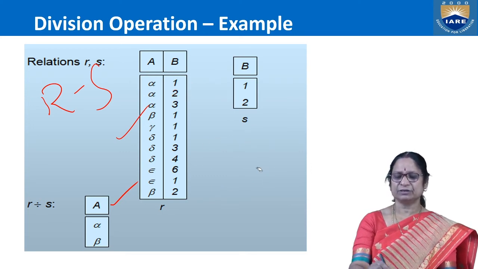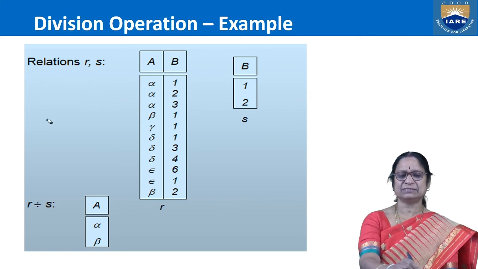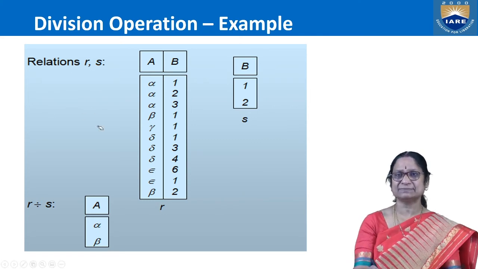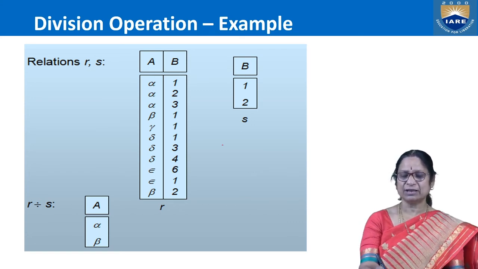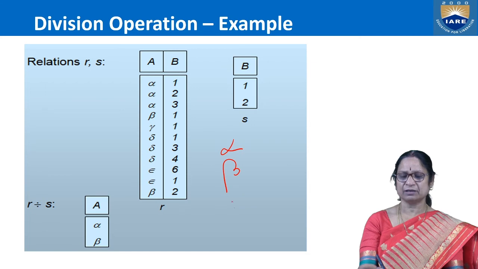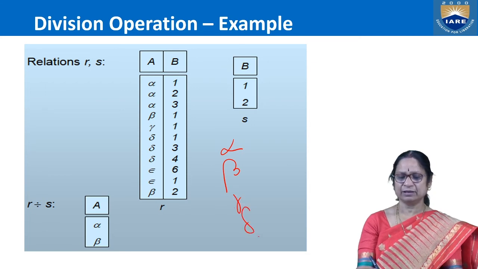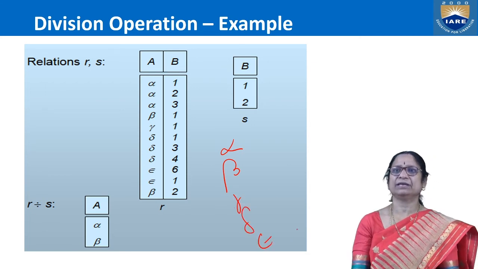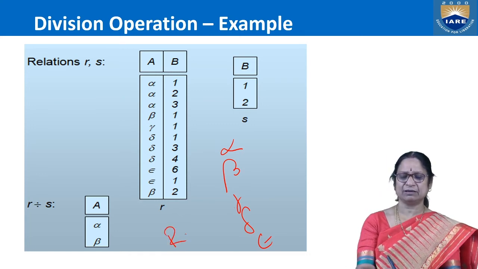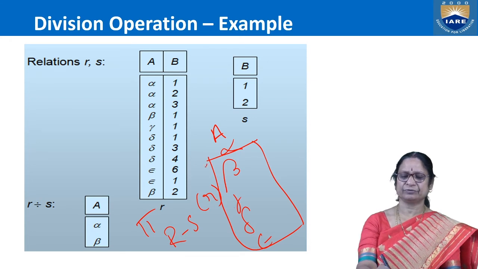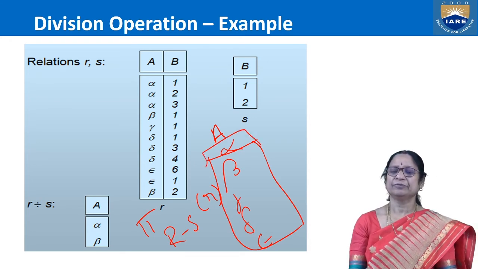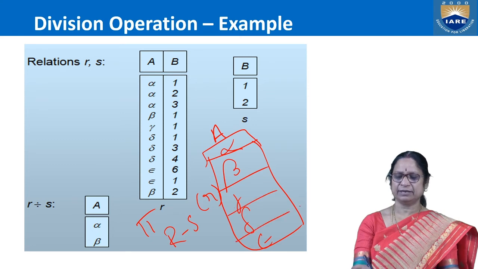So we are going to consider each tuple of R minus S. R minus S means we are going to have π of R minus S of R. So what are the values I'll get? Alpha, beta, gamma, delta, epsilon. This is my π of R minus S of R. So this is the relation we are getting: alpha, beta, gamma, delta, epsilon.